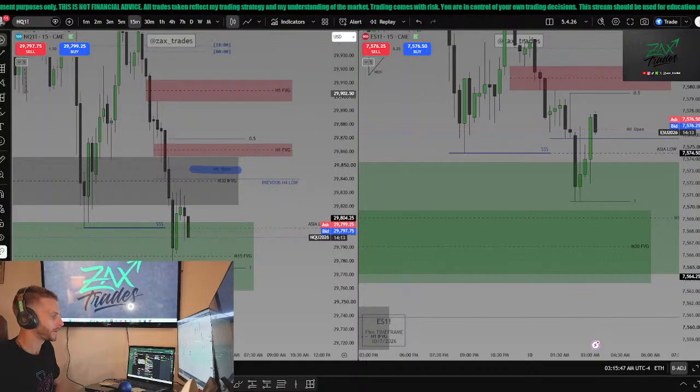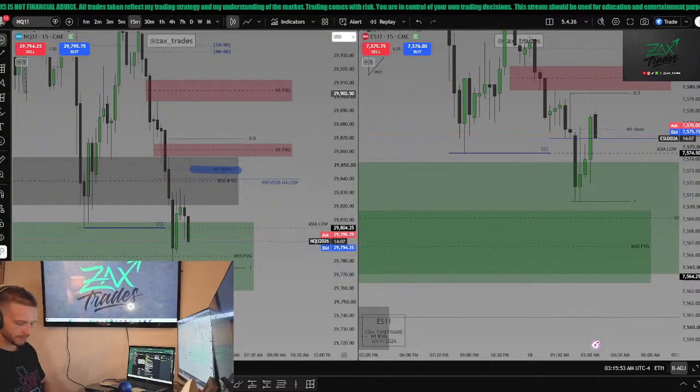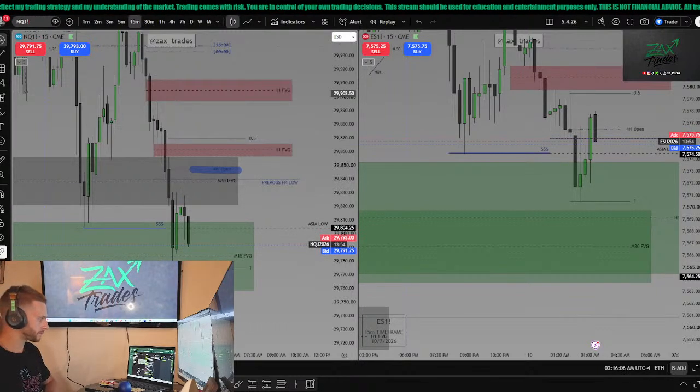We may get us an SMT at this low, and that would honestly just add fuel to my long bias. We get NQ to sweep the low, but ES doesn't.